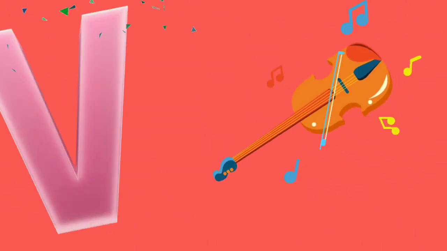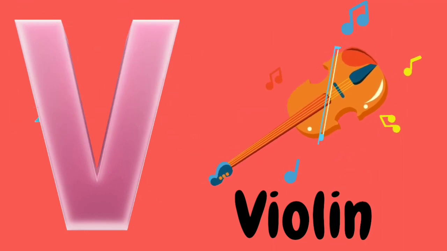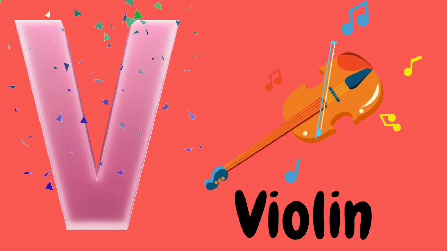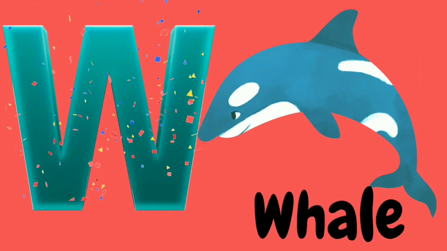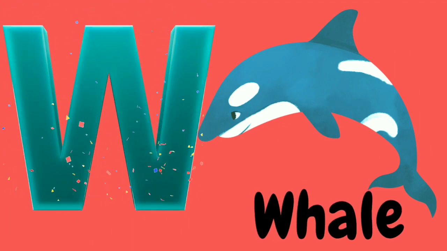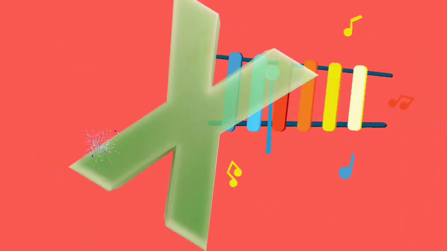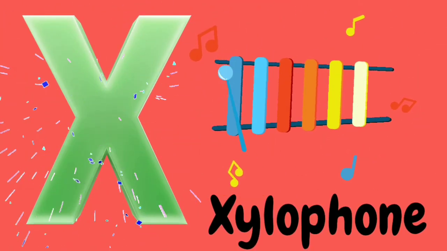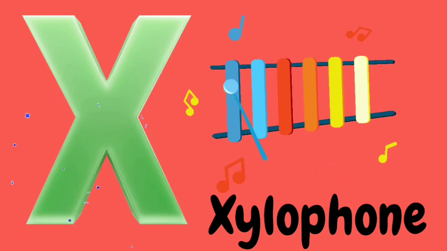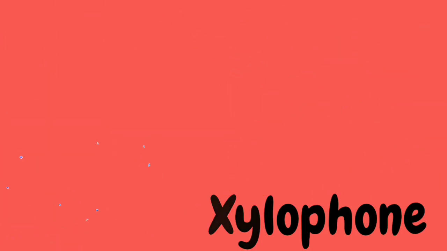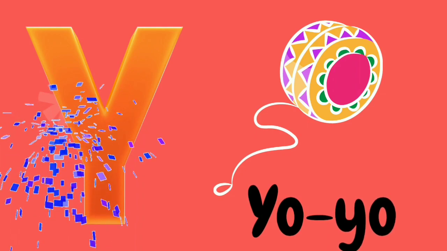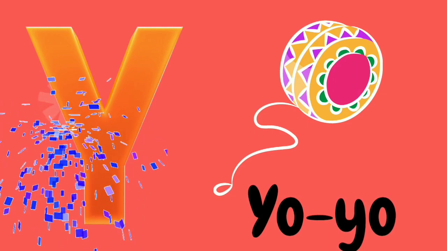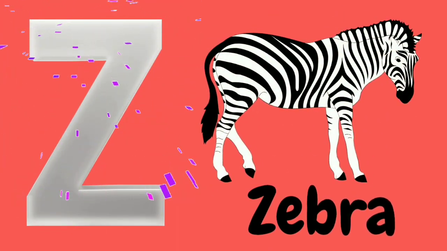V is for violin. V, violin. W is for whale. V, whale. X is for xylophone. Z, xylophone. Y is for yo-yo. O, yo-yo. Z is for zebra. Z, zebra.